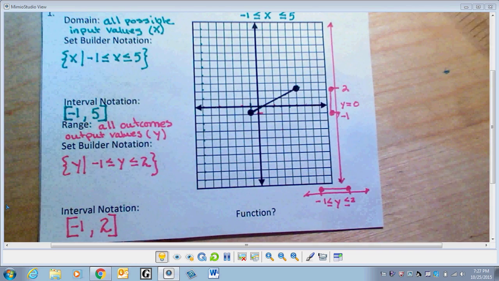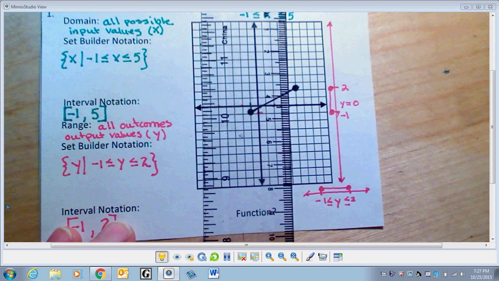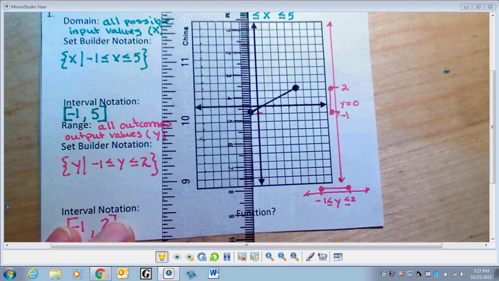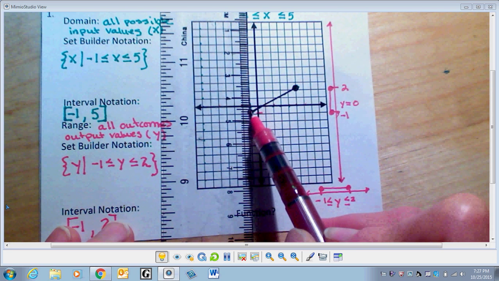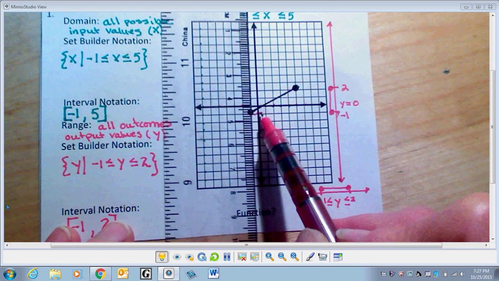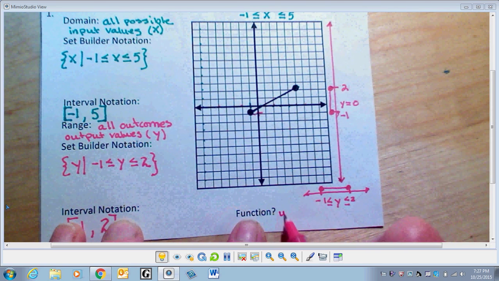And yes, it is a function. It is a function because it passes that vertical line test. So remember, a function means for each input, I get only one output. And that's the case with this. So is it a function? The answer is yes, it is a function.